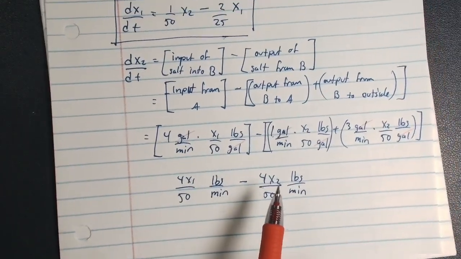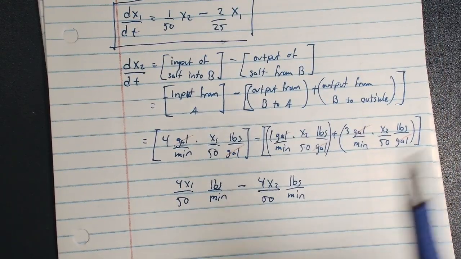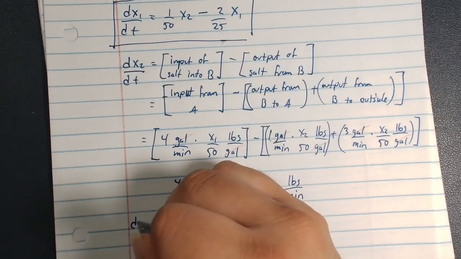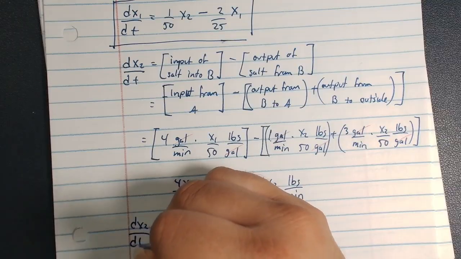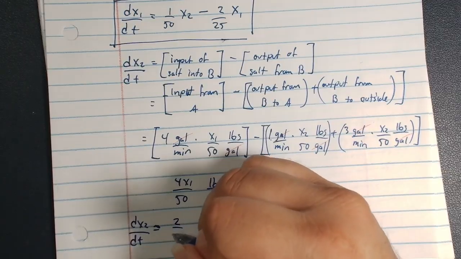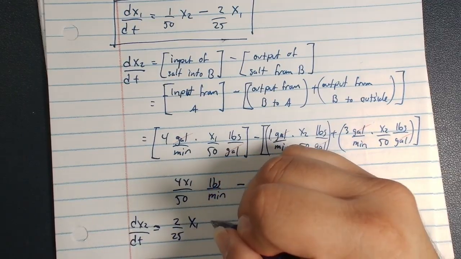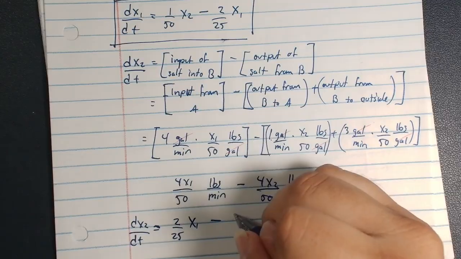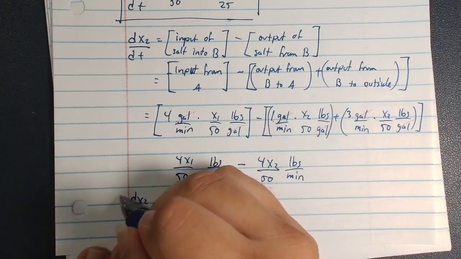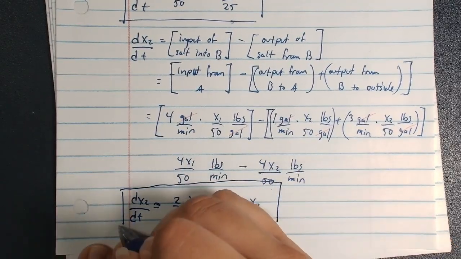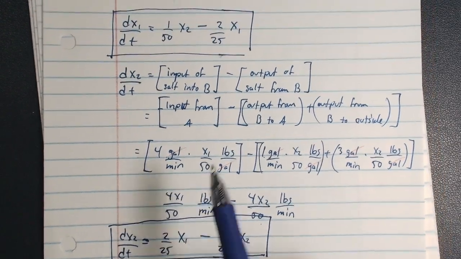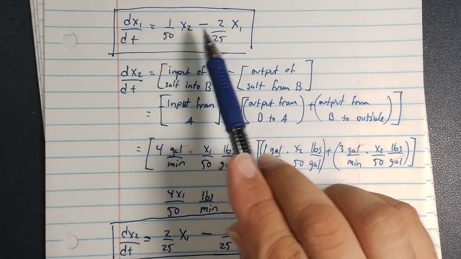So since everything's in pounds per minute, we're going to ignore our units, at least until the very end when we say our answer, right? And so here we have a result of dx2 dt is equal to 5 over 50. I can reduce that to 2 over 25 x1 minus, again, 4 over 50. That's 2 over 25 x2. And this would be an equation for the rate of change of the amount of salt in tank 2 per unit of time.